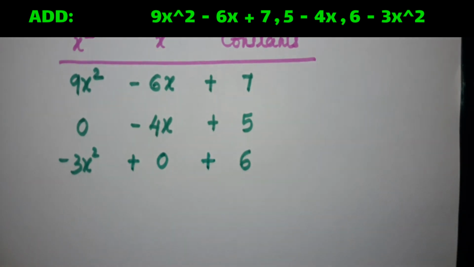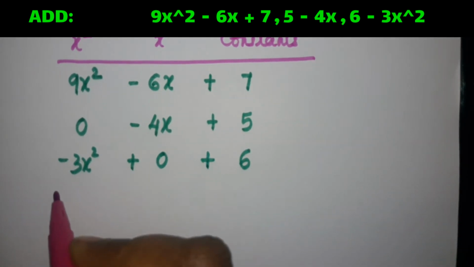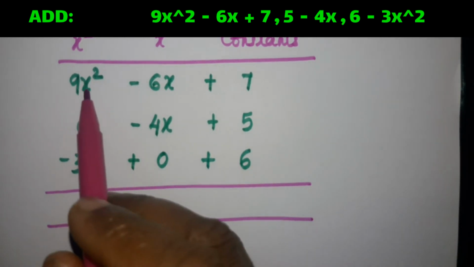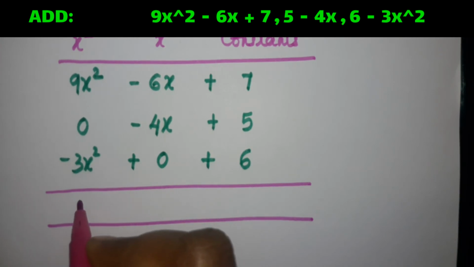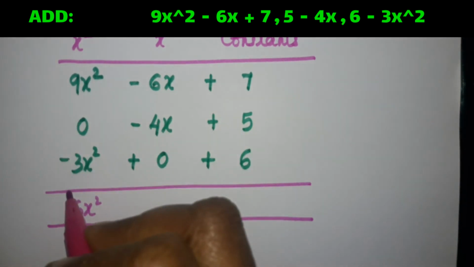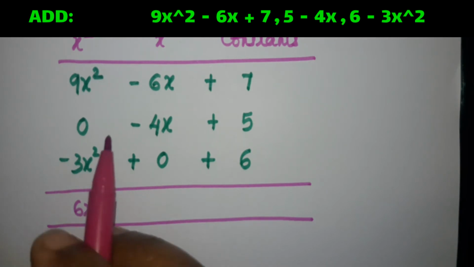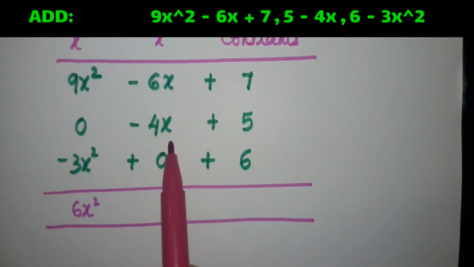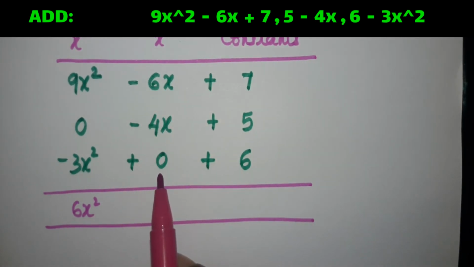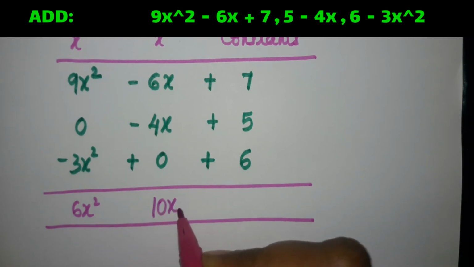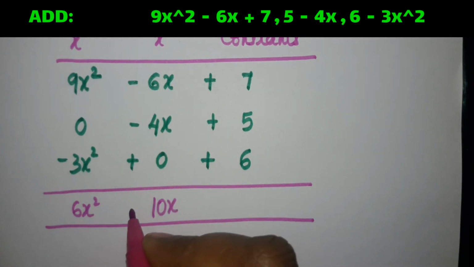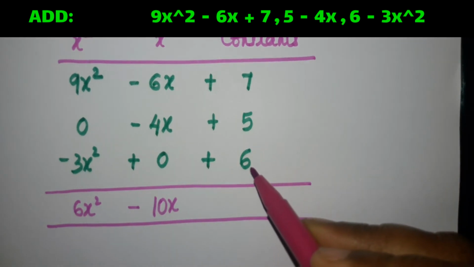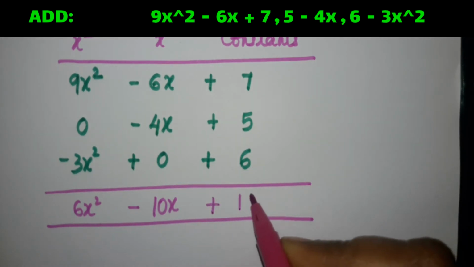Now let us add this. So we have 9x square minus 3x square is going to be 6x square. Why? Because we have two different signs, so we are going to subtract it, and the greater number's sign we are going to put here. Okay, so minus 6x and minus 4x, same sign, so we are going to add. So it is going to be 10x, and the higher number's sign we are going to put in between. So it is minus 10x. Here plus 5 plus 7 and plus 6 gives plus 18.